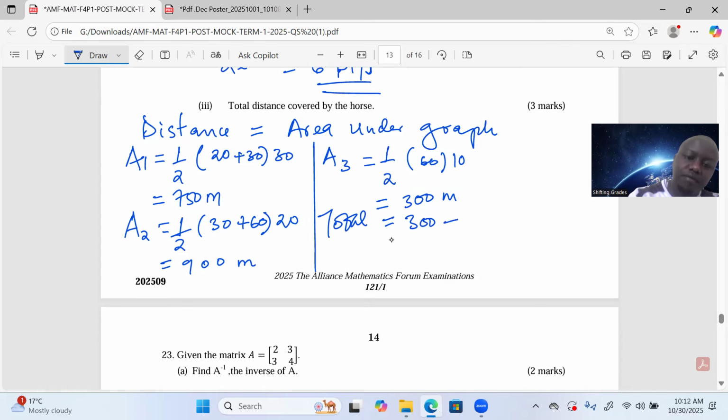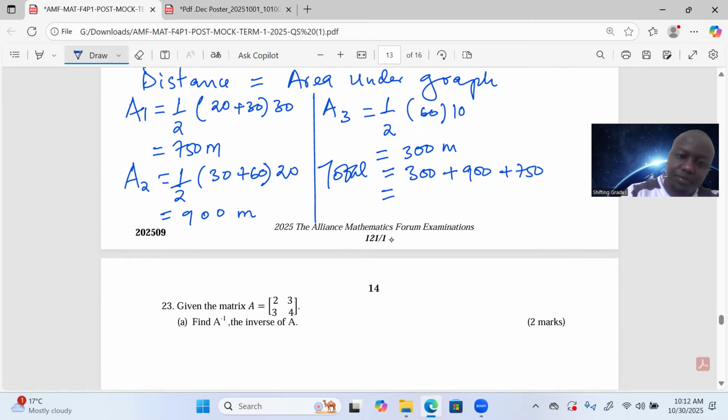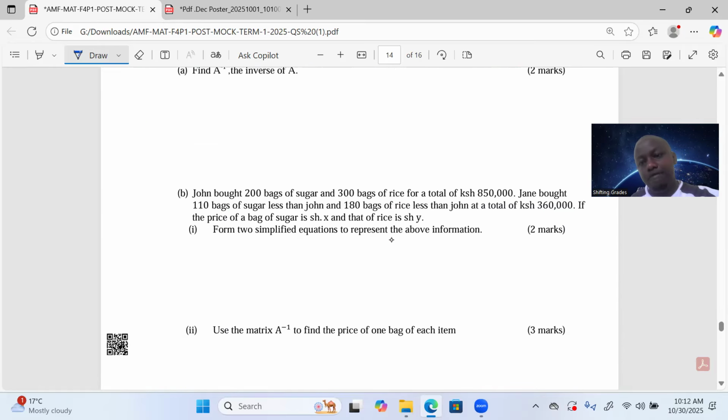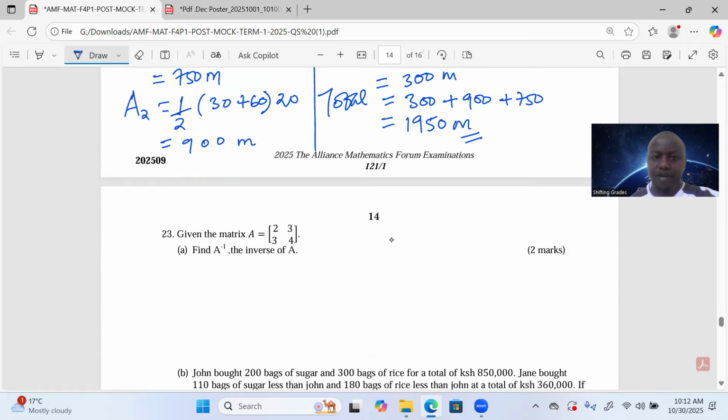300 here, 900, 750. So we're getting 1950. That is the total distance. Just find the area under the graph. A very good question.